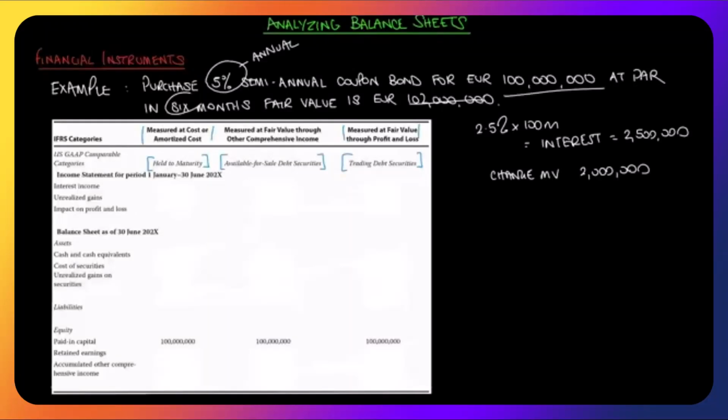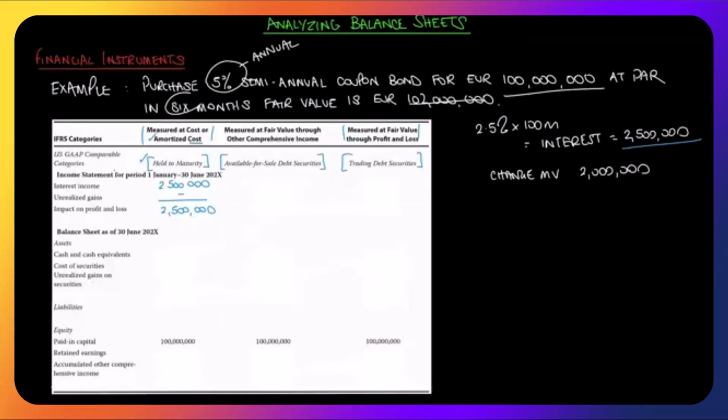Our concern here is how are they reflected, if at all, in the financial statements under the three methods. Let's start with amortized cost, held to maturity. In the income statement, you always take interest to the income statement. So held to maturity, we'll see the 2.5 million. Change in market value, 2 million. Choices: income statement, OCI, so you just see it on the balance sheet, or not at all. If it's amortized cost, there's the clue in the name. It's not at fair value. You simply don't see the unrealized gains. Impact on profit and loss is just the coupon interest.